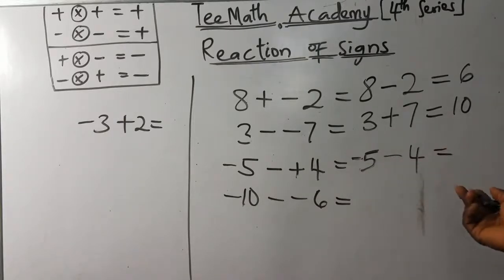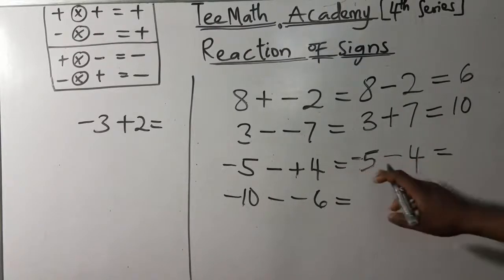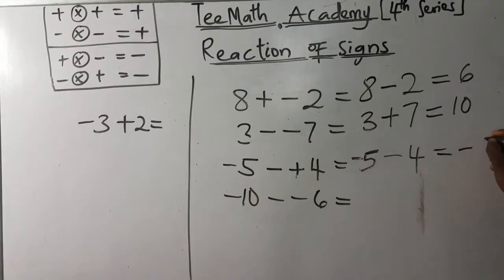And I taught us this in our third series, that minus 5 minus 4, you have two debts. So your total debt is 9. So that's why your answer is minus 9. Minus 5 minus 4 is minus 9. Please, if you don't understand, go back to the third series to learn it.